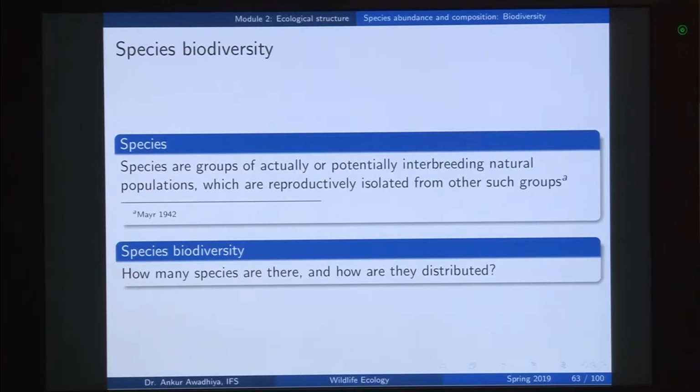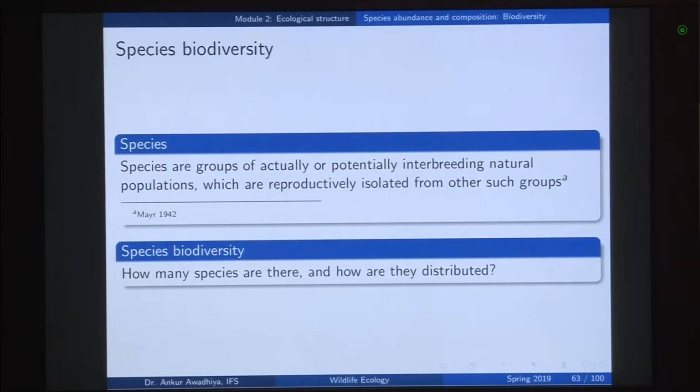Why potentially interbreeding? Because say if you take a cheetal from Rajaji and take it to Kanha and try to mate it with the cheetals of Kanha, they will result in fertile offsprings. So, they are potentially interbreeding natural populations. So, species are groups of actually or potentially interbreeding natural populations, and these groups are reproductively isolated from other such groups. What do we mean by reproductive isolation?